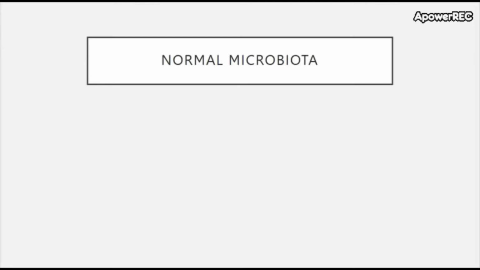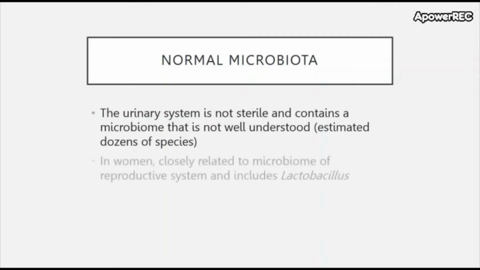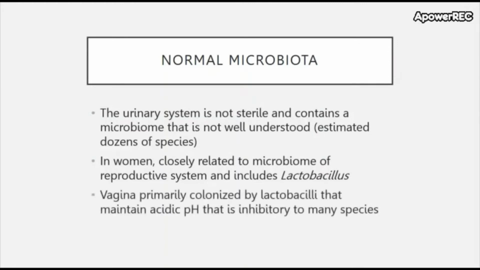Let's keep in mind that there is a normal microbiota associated with the urinary system and reproductive systems. Contrary to popular belief, the urinary system is not a sterile system, and it does contain a microbiome that is not well understood. There are an estimated dozens of species present in the region. In women, the urinary system is closely related to the reproductive system and largely includes Lactobacillus. Lactobacilli are important to the vagina in that they maintain an acidic pH that is inhibitory to many other species.